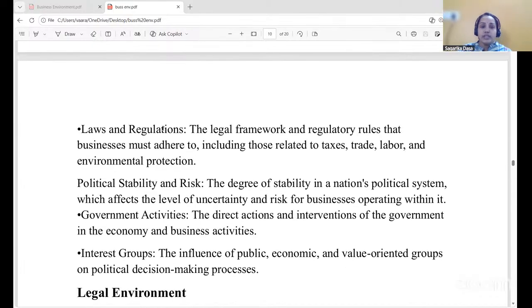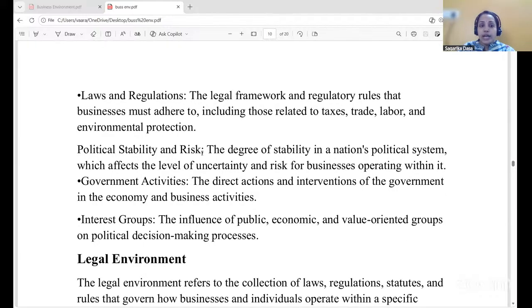Laws and regulations, the legal framework, it may be a tax related legal framework, trade related, labor laws, import export trade related laws, or environmental protection laws, have a major impact on the business. Say for example, now we are having sustainable development or sustainable environment, green environment, or we say ecological and organic way of doing business. These kinds of laws and regulations have an impact on the business organization.